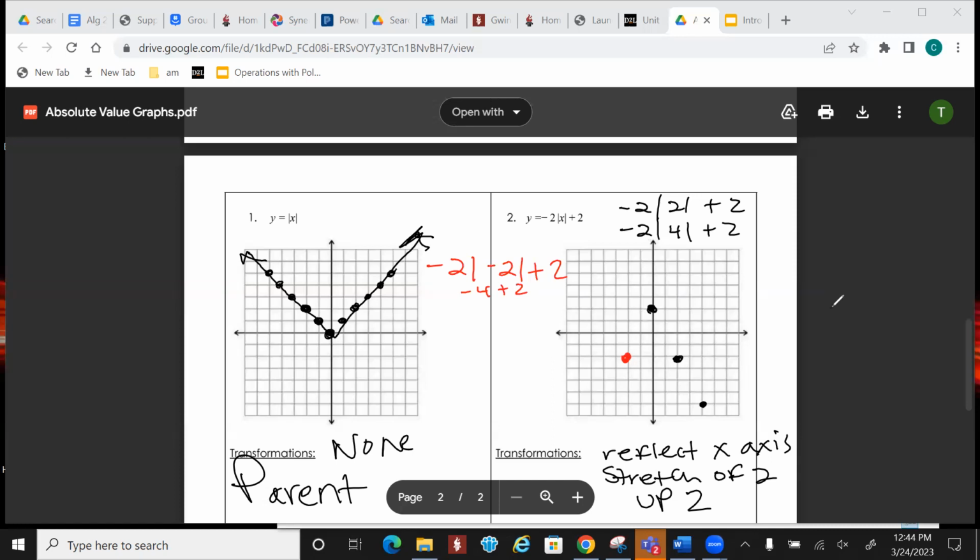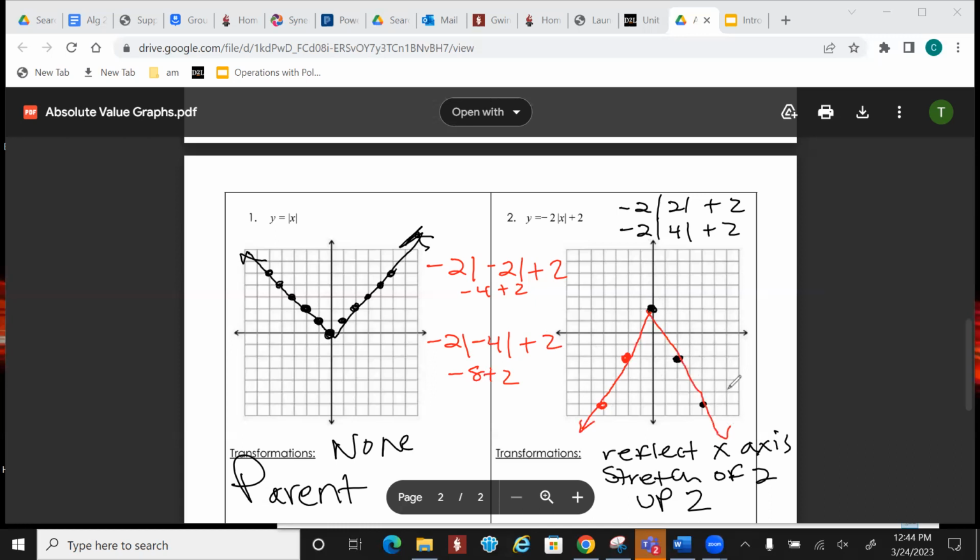Yes. So like, let's plug in -4. Okay, so if we substitute that in here, this would become positive. So -2 times +4 is going to be -8 plus 2, which is -6. Ta-da.